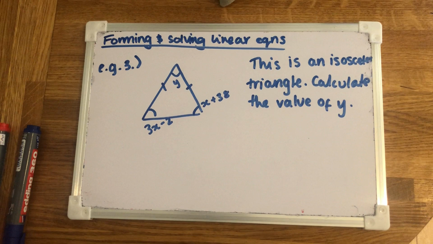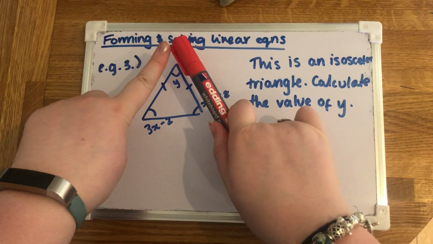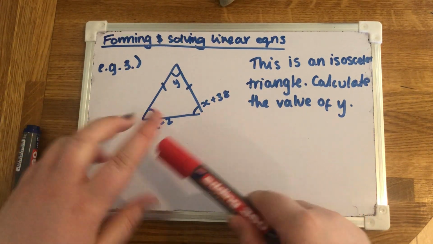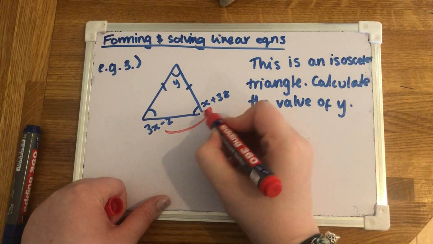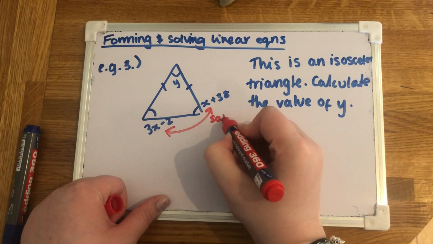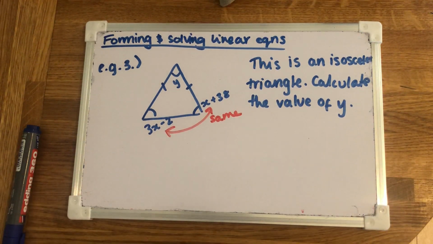Now, the thing that's special about isosceles is that two sides and two angles are the same. So because these two sides are the same, these two angles must also be the same. Okay, because we need to work out what x is first to actually be able to work out what y is. Think of it like a puzzle, you've got to do it step by step.